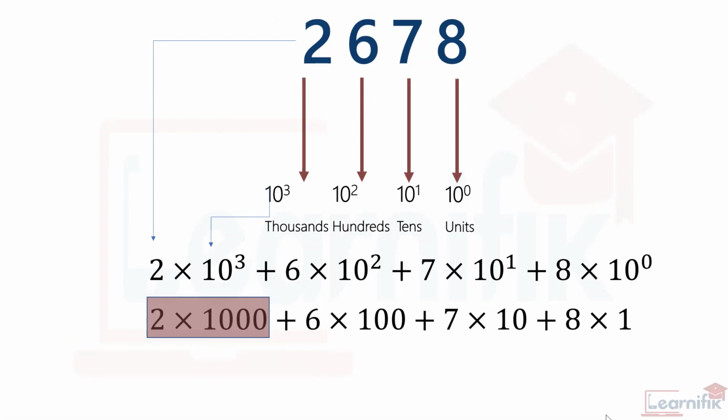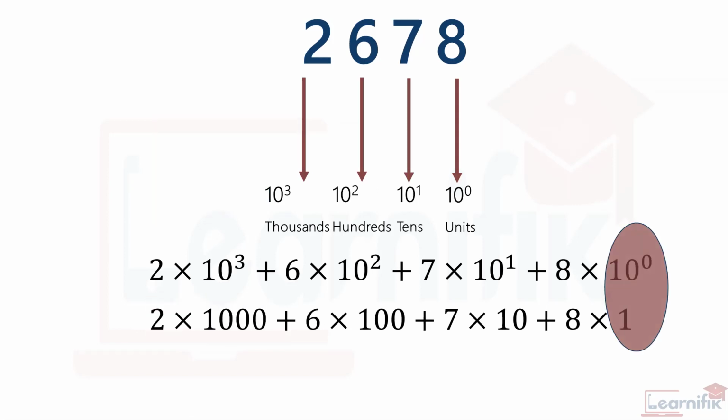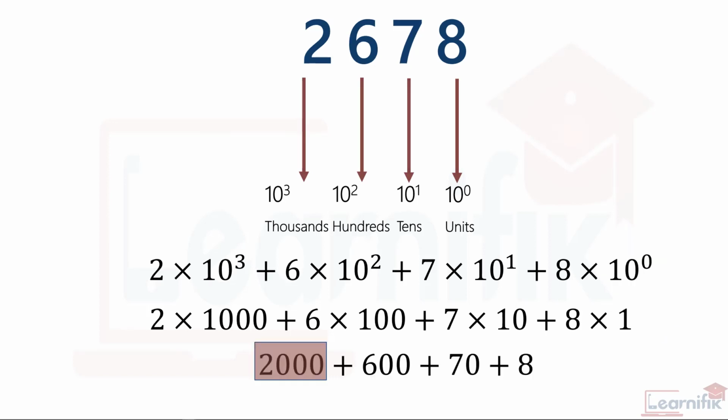10 to the power of 3 is 10 multiplied by 10 multiplied by 10, which gives 1000. When working with exponents, any number raised to the power of 0 gives you 1. This is a very important law of exponents you need to know. Now, 2 multiplied by 1000 gives you 2000. Now you can do the rest. When you add these numbers together, you get 2678.